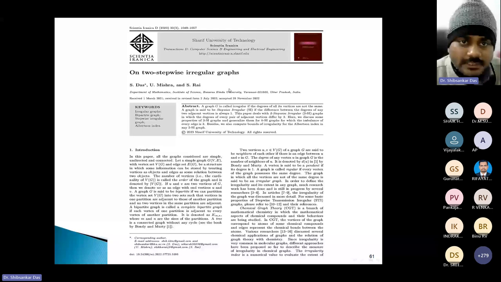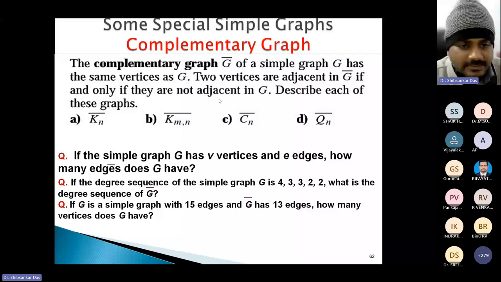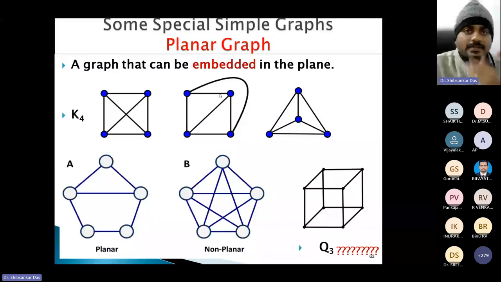So there is the idea of the complement of a graph, like a set complement. I will not go into detail. Planar graph: the idea of a planar graph is a graph that can be embedded in a plane. Embedded means it can be drawn in a plane.